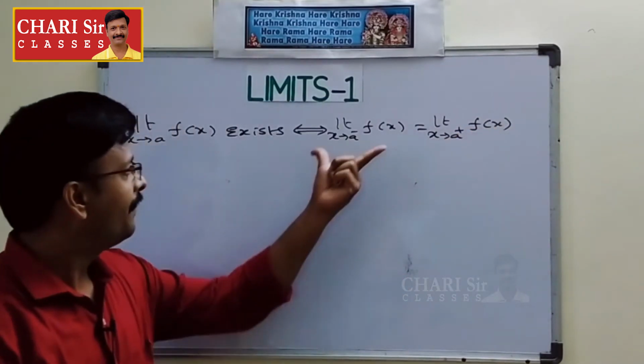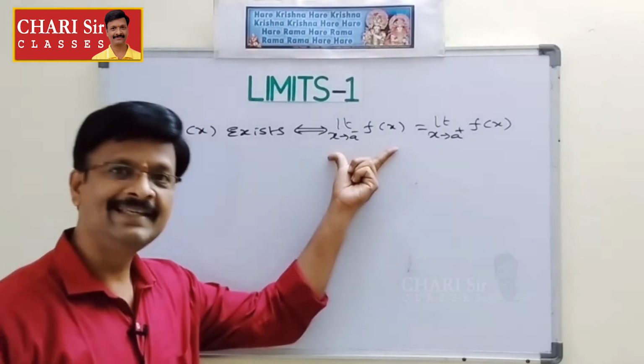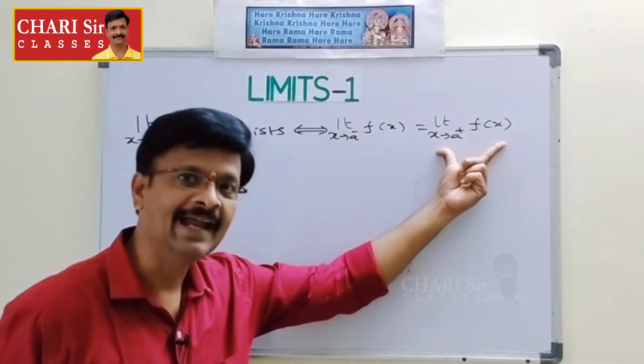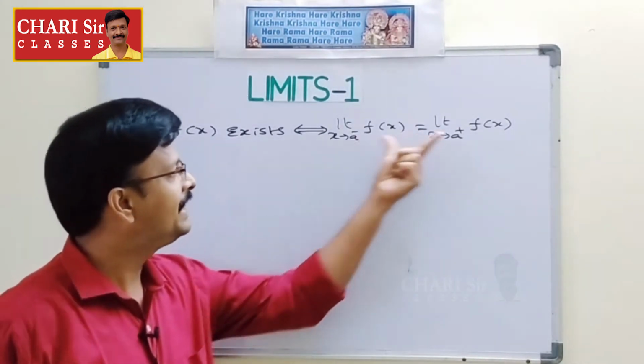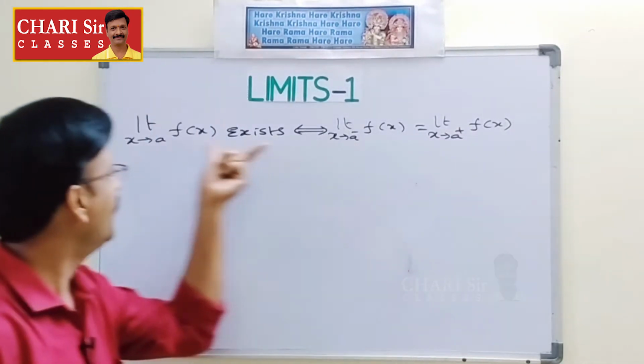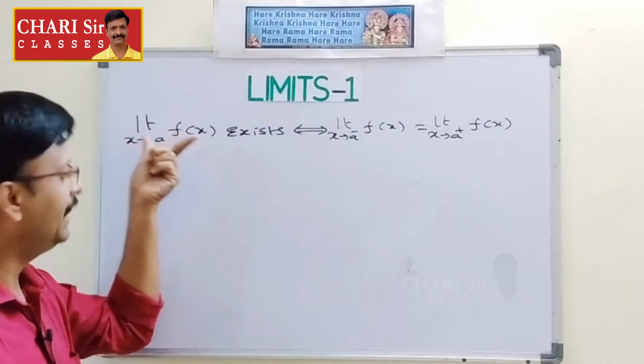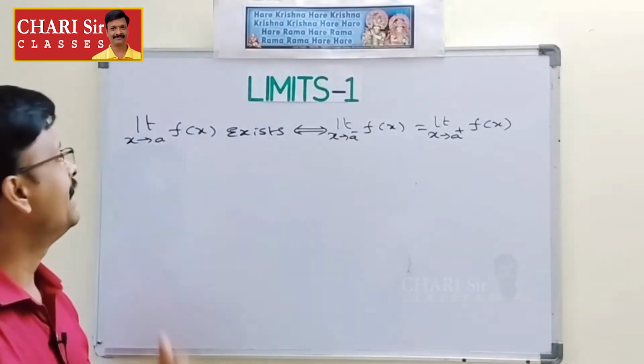So limit x tends to a minus is the left hand limit and limit x tends to a plus f of x is the right hand limit. When left hand limit is equal to right hand limit, then the function limit exists at that point. Means at x is equal to a point, the limit exists.